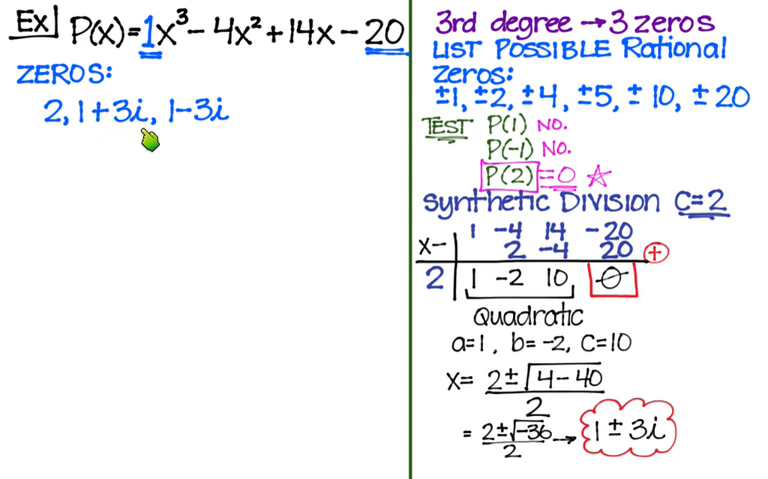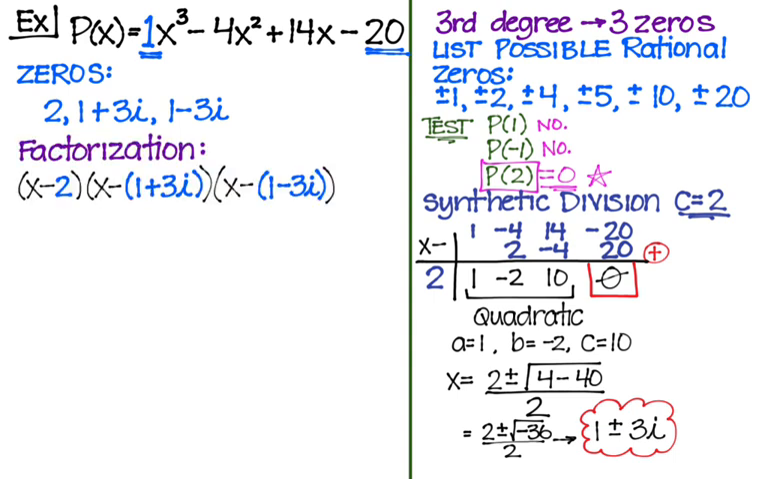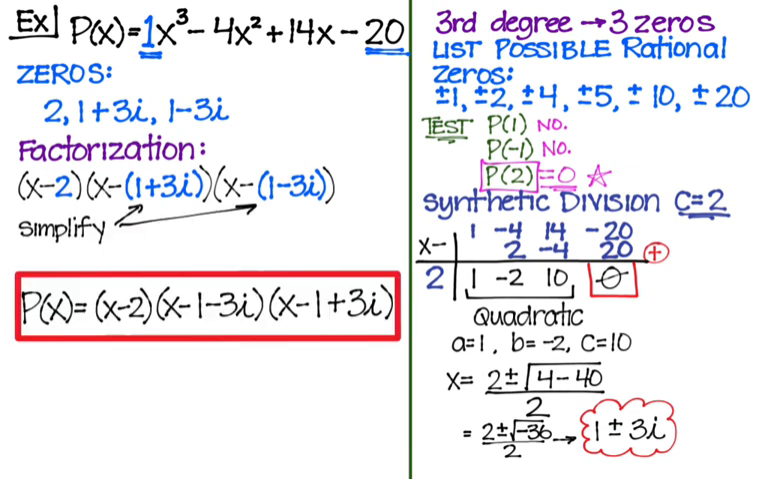Please make sure you're listing them out as separate numbers. Don't write it as plus or minus. And the reason for that is because from this list, we're going to be able to write the factorization. We're just going to write x minus each one of those zeros. But here I've got my complex numbers with their parentheses. Now I'm going to do the distribution of that subtraction, and I have my final answer: the factorization of this polynomial, completely factored.